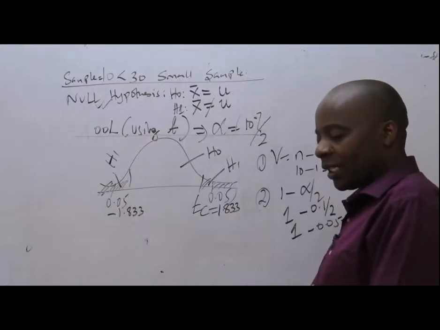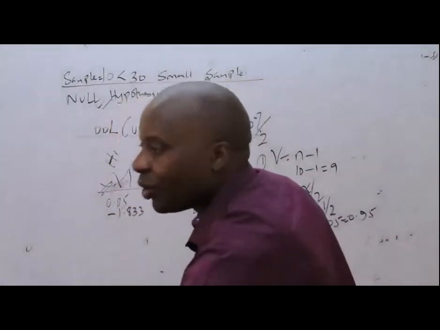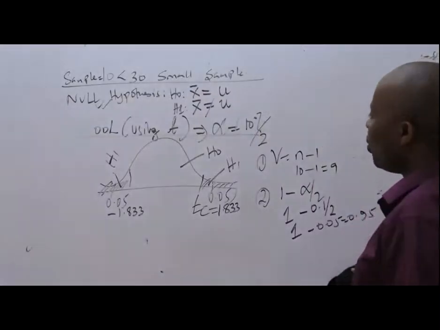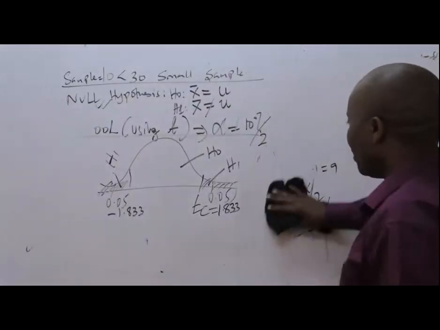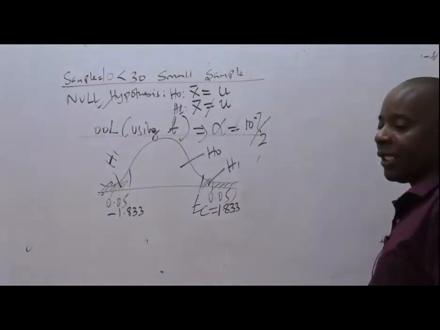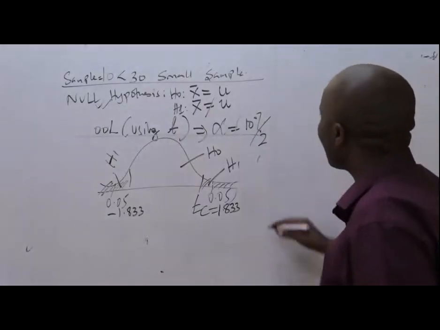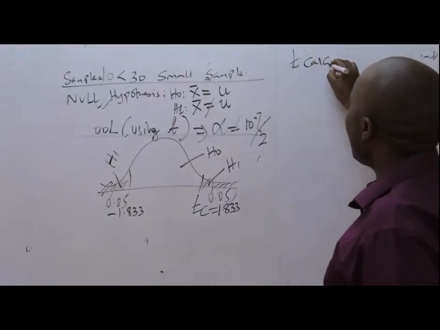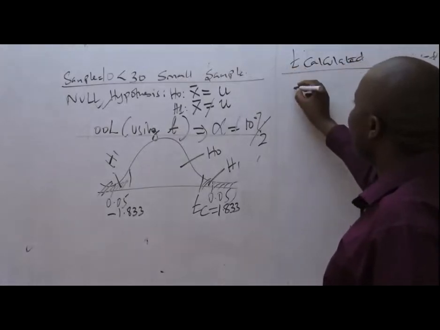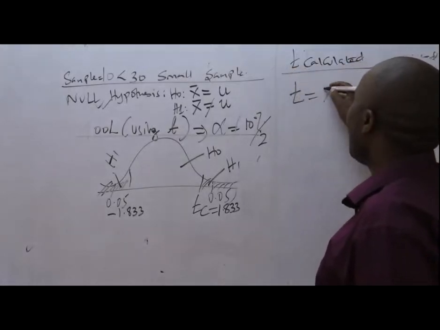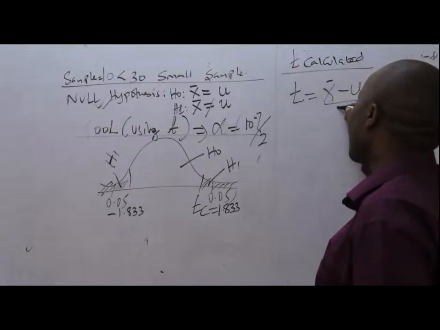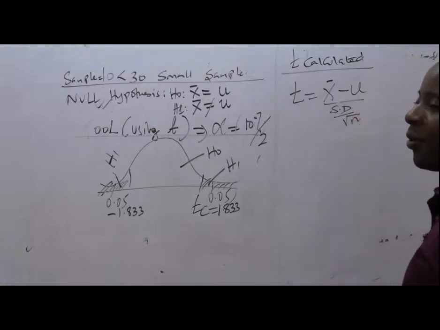So, ladies and gentlemen, after that, what do we do? We've been able to put down the T critical. Now, from there, we go to the T calculated, the very interesting stuff, and it comes with so many marks. So T calculated, T will be equal to X bar minus mu all over the standard error, which is the standard deviation over root of n.